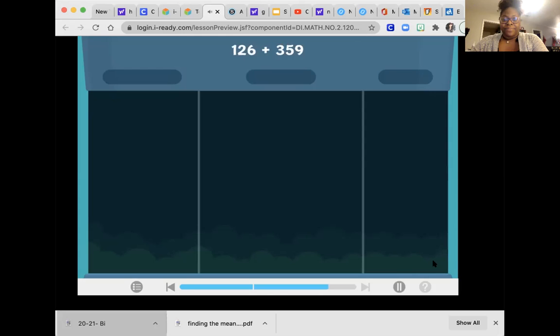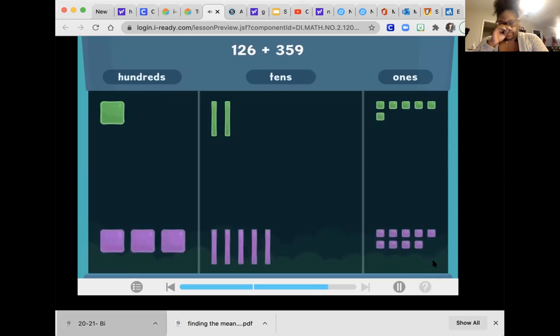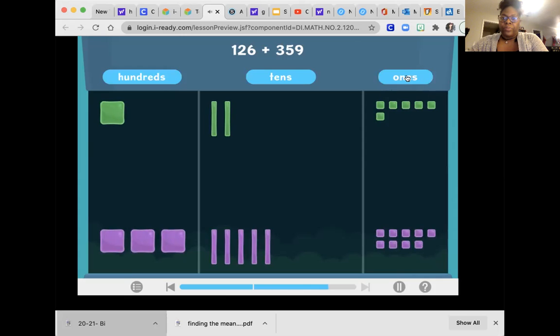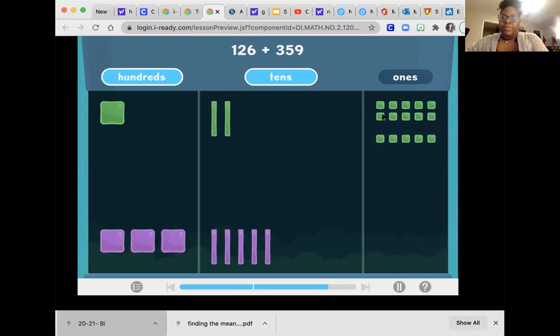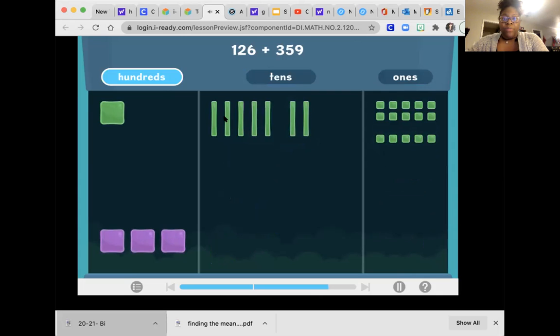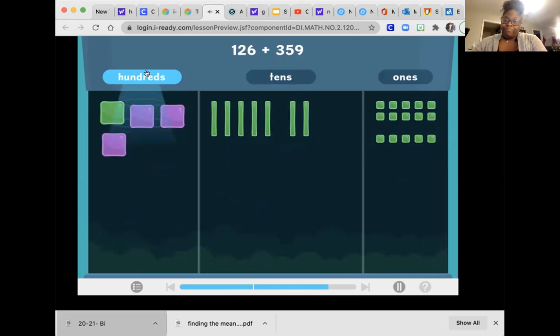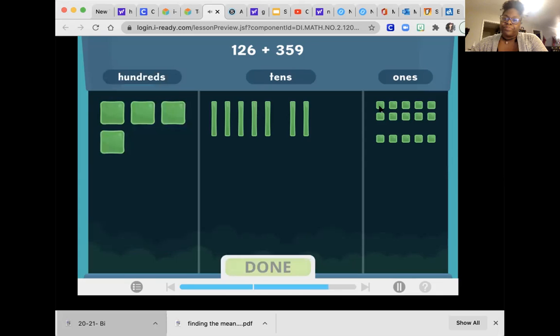Let's find 126 plus 359. Tap the buttons to move the blocks together. So 1, 2, 3, 4, 5, 6, 7, 8, 9, 10. We're going to end up making a 10. 1, 2, 3, 4, 5, 6, 7. We will not end up making 100. Now the blocks are all together. Make a 10 or 100 if you can.